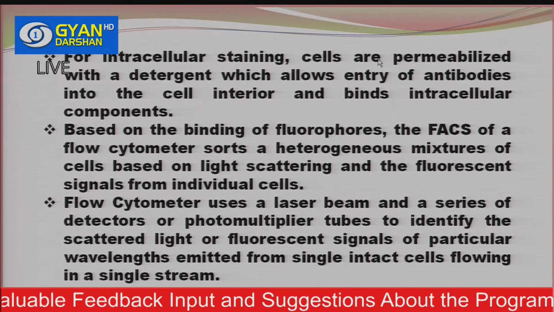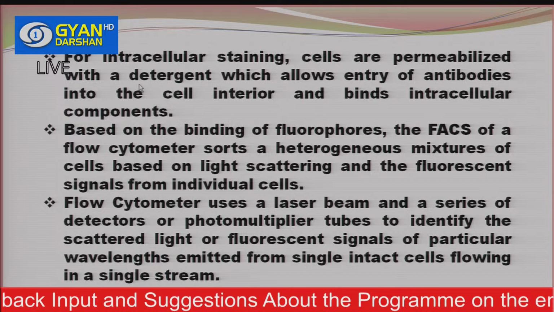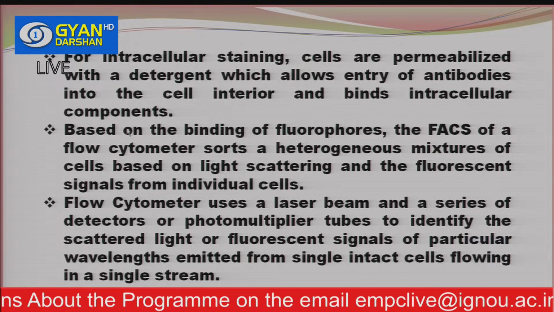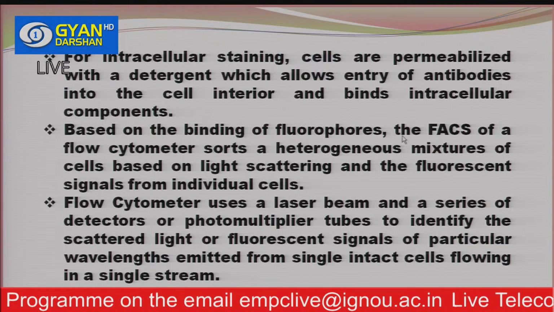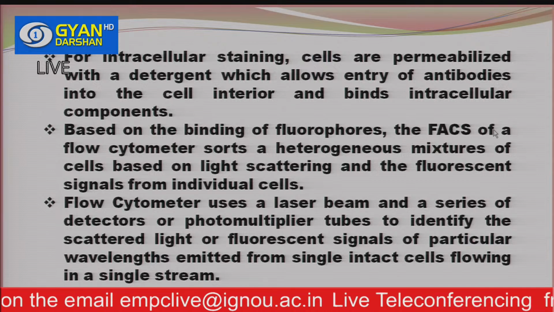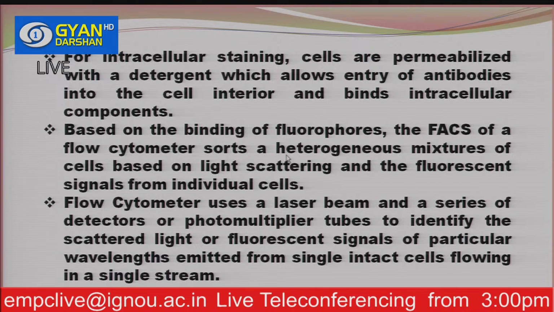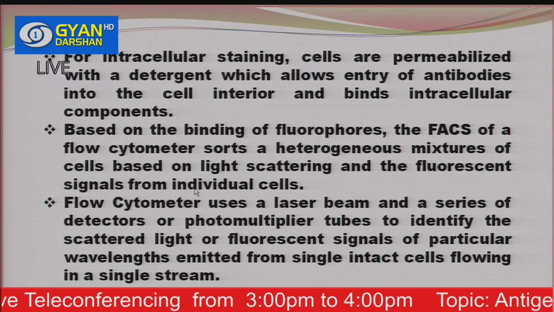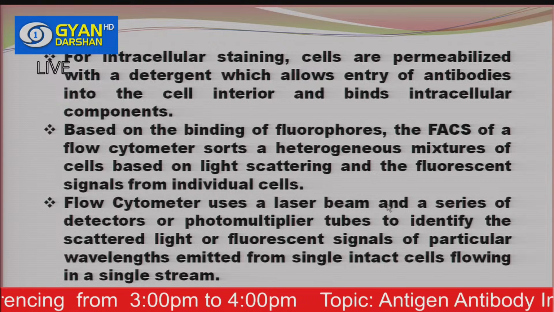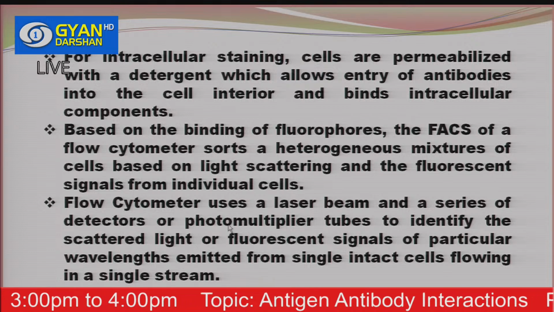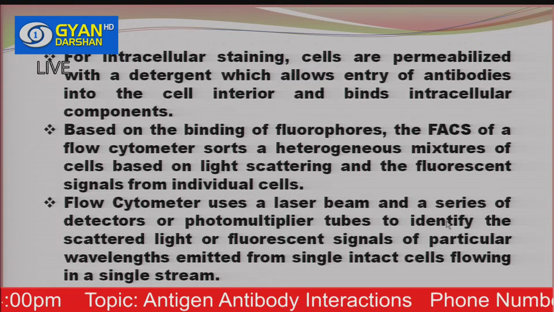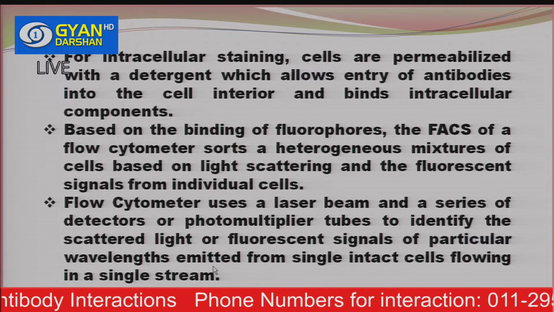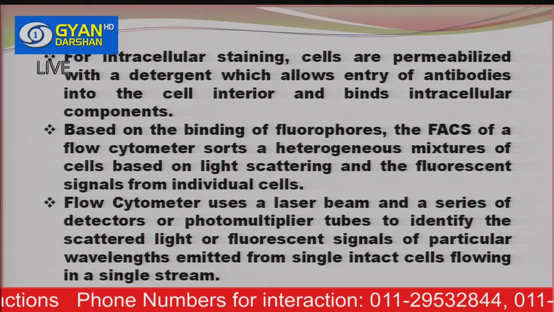For intracellular staining, cells are permeabilized with detergent, which allows the antibody to enter the cell interior and bind to intracellular components based on the fluorochrome. A flow cytometer sorts a heterogeneous mixture of cells based on light scattering and fluorescent signals from individual cells. A flow cytometer uses laser beams and a series of detectors or photomultiplier tubes to identify scattered light or the fluorescent signal of a particular wavelength emitted from single intact cells flowing in a single stream.